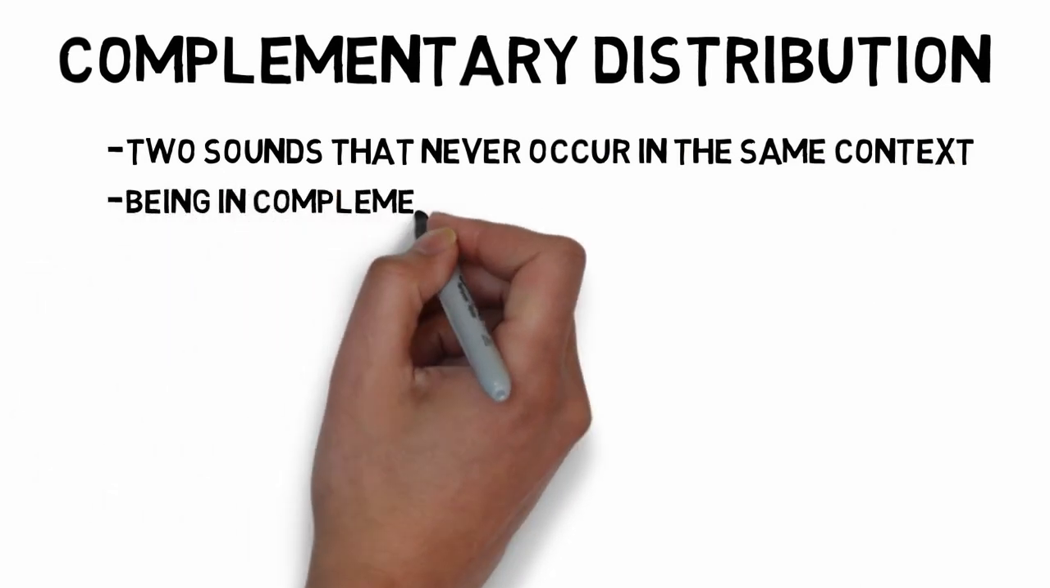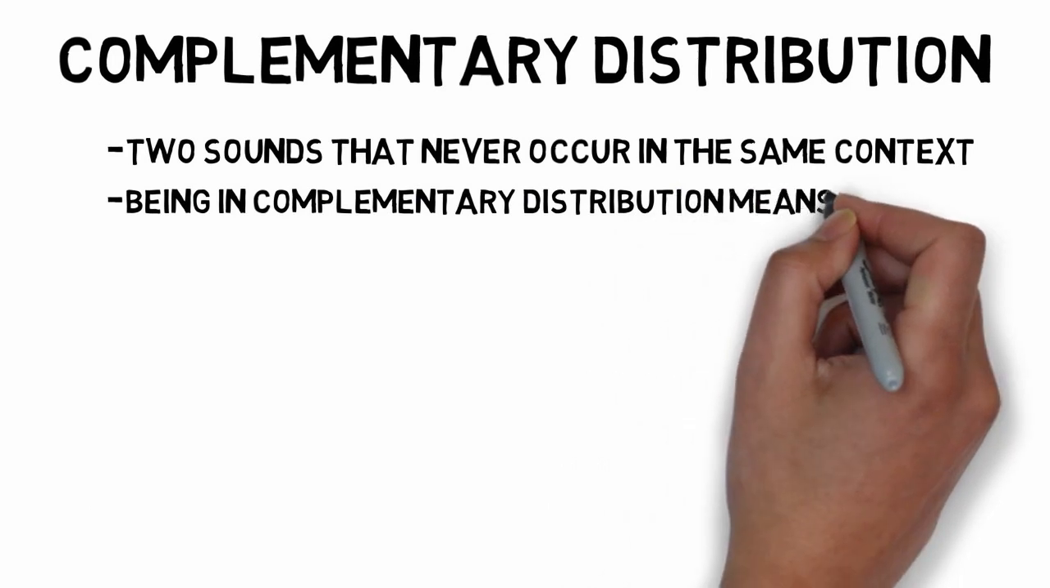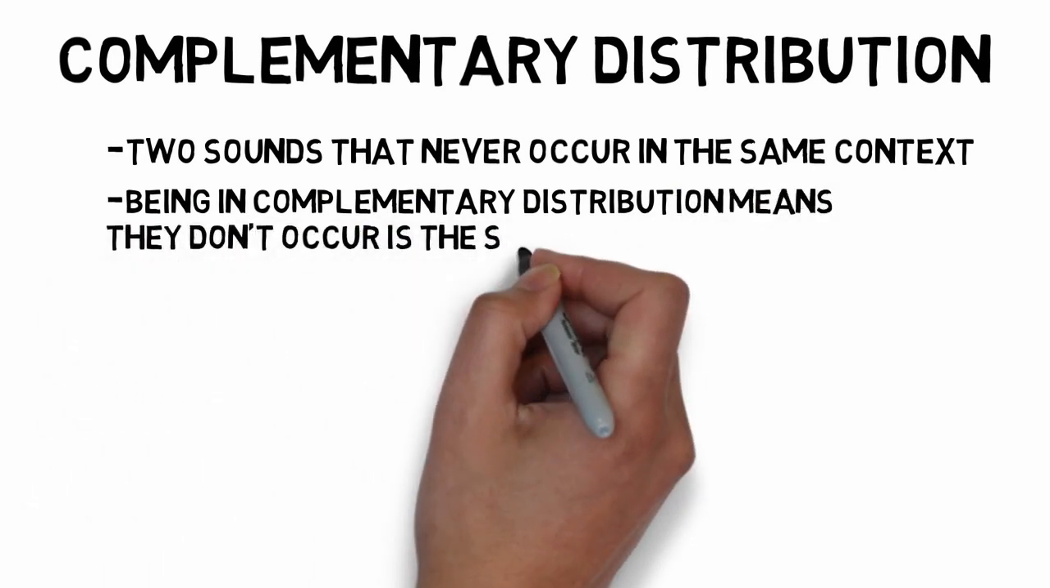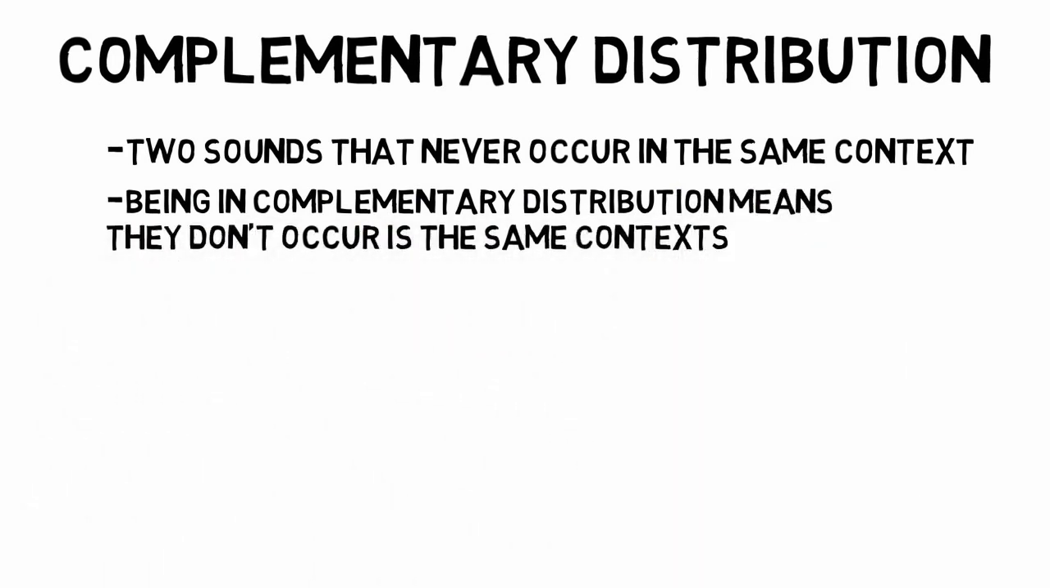This term seems to be a bit of a hang-up for a lot of students. So again, I'm going to go over this. Complementary, meaning two things complement each other, as in they don't share a context, and distribution, as in they occur in this way. So complementary distribution refers to two sounds that never occur in the same context.